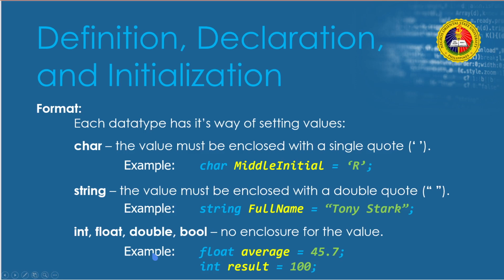And for int, float, double, and bool, there is no need for enclosure. So no enclosure for the value. For float and integer or any numerical value, there's no need for enclosure. We're going to enclose it only for char, with single quotation, and for string, double quotation. Got it? Yes, sir. Alright, take note.